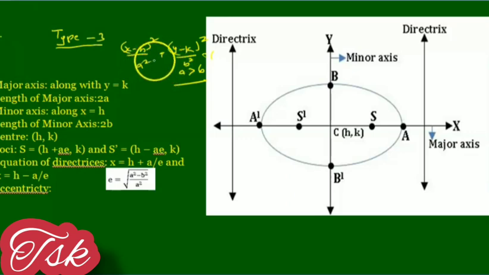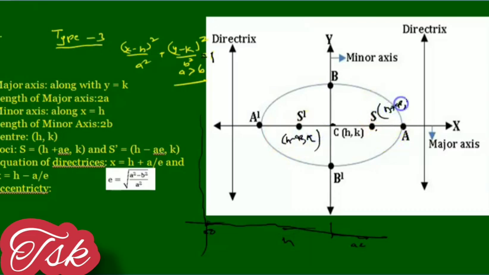Type 3: you shift the origin. x minus h whole square by a square plus y minus k whole square by b square equal to 1, a greater than b. For the first diagram, we shift the origin to (h, k). Then the center C becomes (h, k), and S becomes (h plus ae, k). S dash becomes (h minus ae, k).